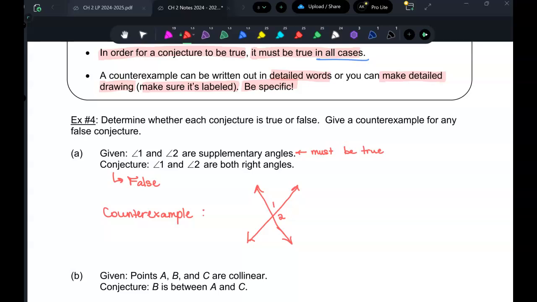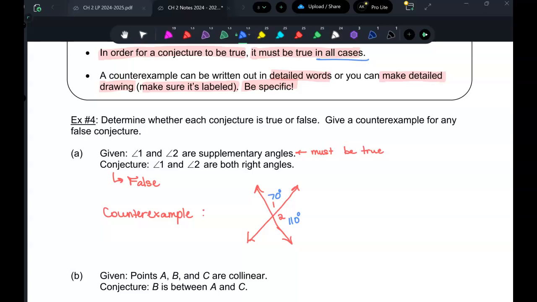Now, I'm still not specific enough. Sammy? You've got to give them values. So we want to come up with 2 values that add up to 180 that are not both 90. So what would be a good example for angle 1? 70, that's fine. So we'll say this is 70 degrees. And then we'll make angle 2, 110. Done.